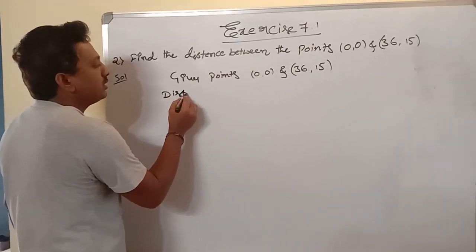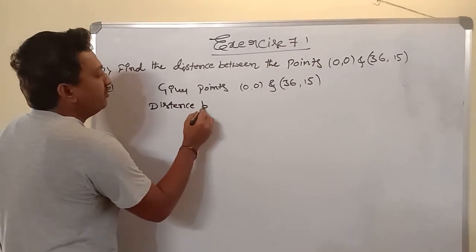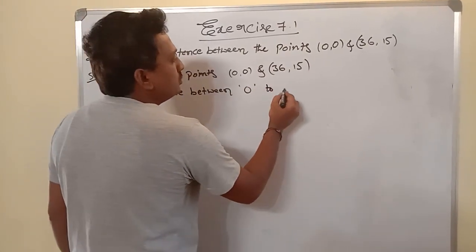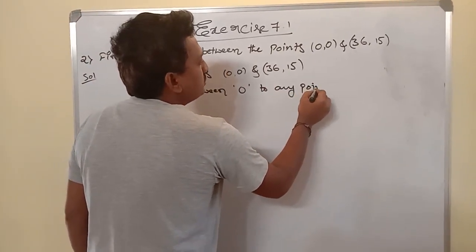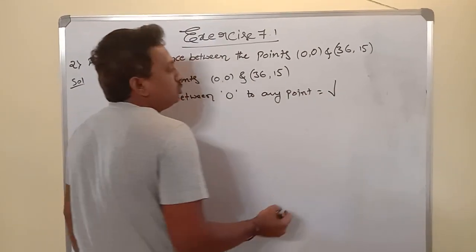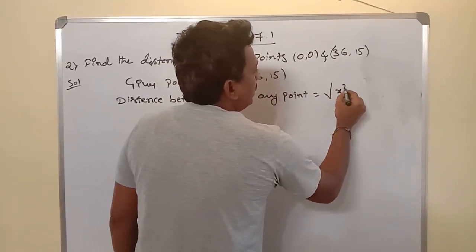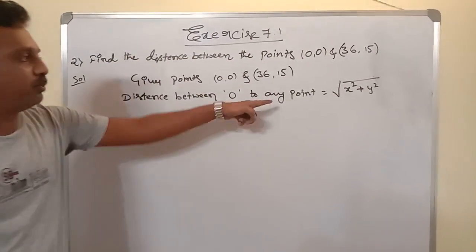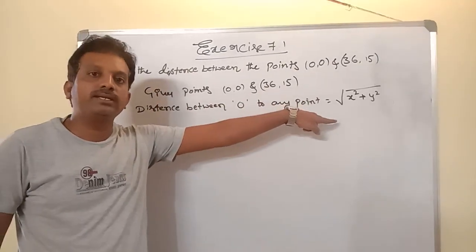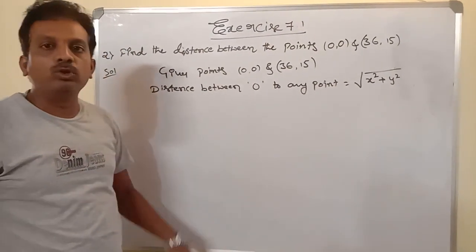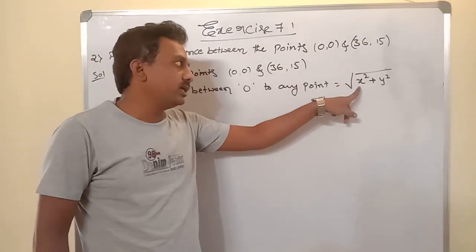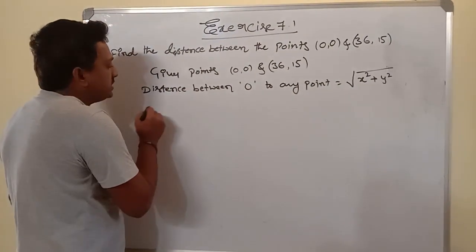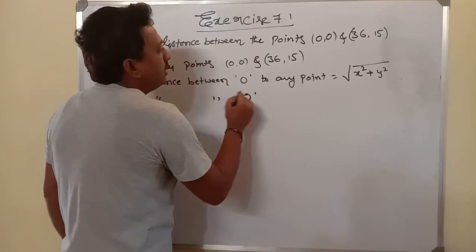Distance between the origin and any point equals the square root of x square plus y square. The point is (x, y), the coordinate point. Any point means here the coordinate point is (x, y). Origin means, already we know, it is (0, 0). So the formula is the square root of x square plus y square.